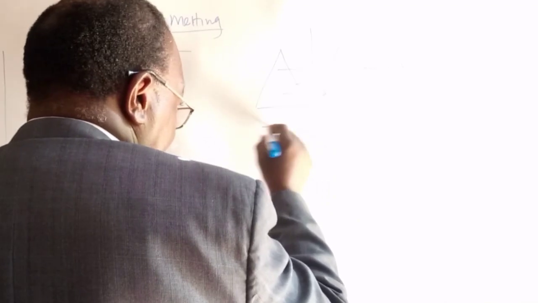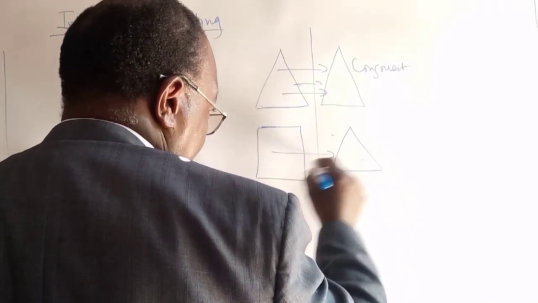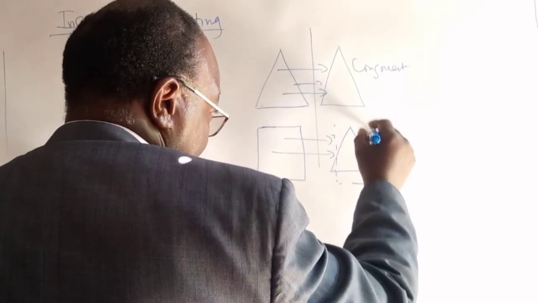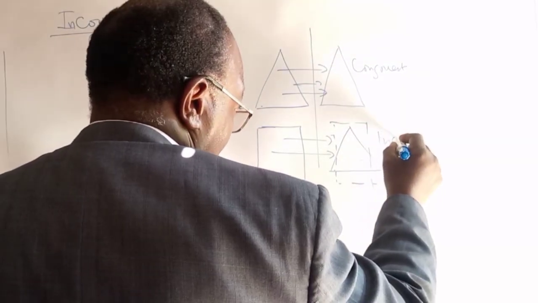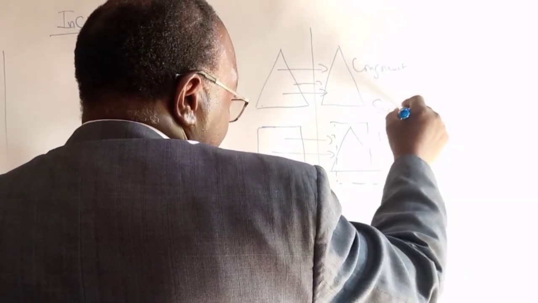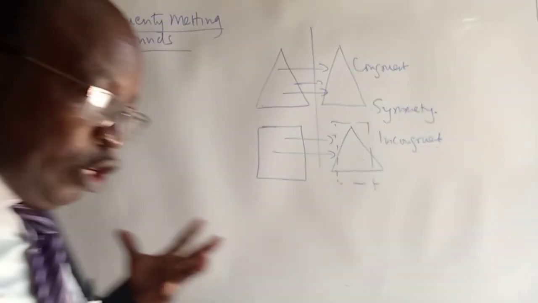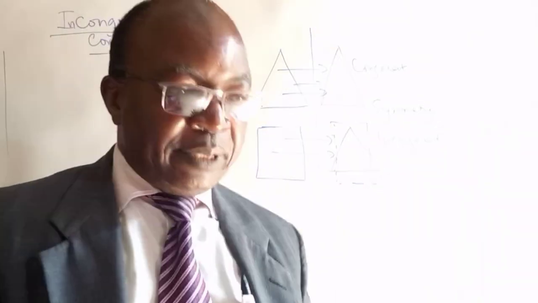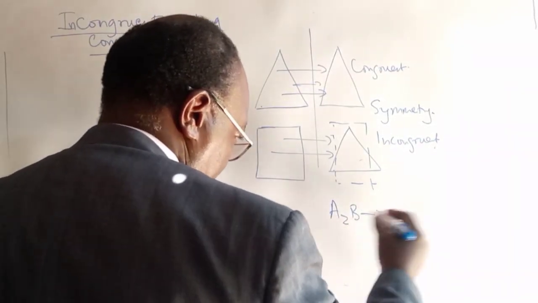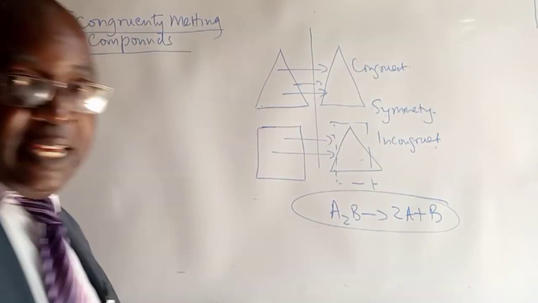They are incongruent if, for example, you took a triangle and a rectangle. If you push this here to transpose it on this particular one, it doesn't overlap. These are incongruent. So it's a mathematical term associated with symmetry. In the same way, when we talk of incongruently melting compounds, it means if you have, for example, a compound AB, it will not break down into A plus B as you would expect in an ideal situation.